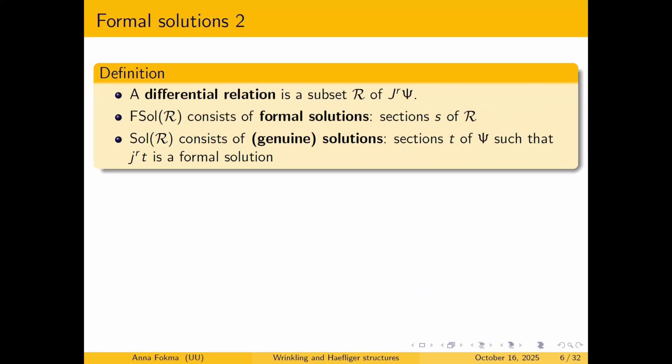And in this setup, a differential relation is then a subset R of the jet bundle. Those are all the Taylor polynomials we allow for. Formal solutions are then sections of the jet bundle with image in R. And solutions, the things we're actually interested in, are sections of the original bundle psi such that their jet has image in R. Differently put, a solution is a section of psi such that its jet is a formal solution.